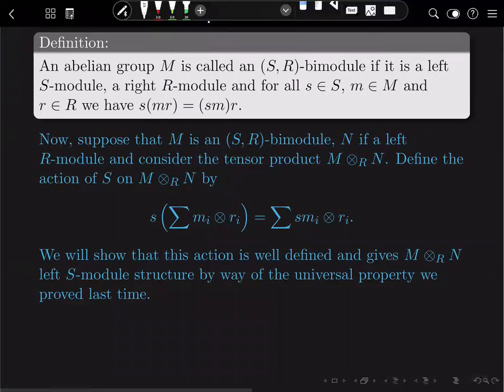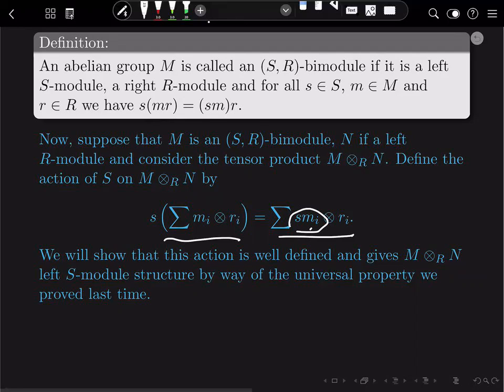Now we suppose that M is an S-R bimodule, N is a left R-module, and we consider the tensor product M tensored over R with N. We define the action of S on M tensored over R with N as we defined it in the extension of scalars case. So we have S acting on a finite sum equal to the finite sum of each of our components, with the first components being acted on by S individually.